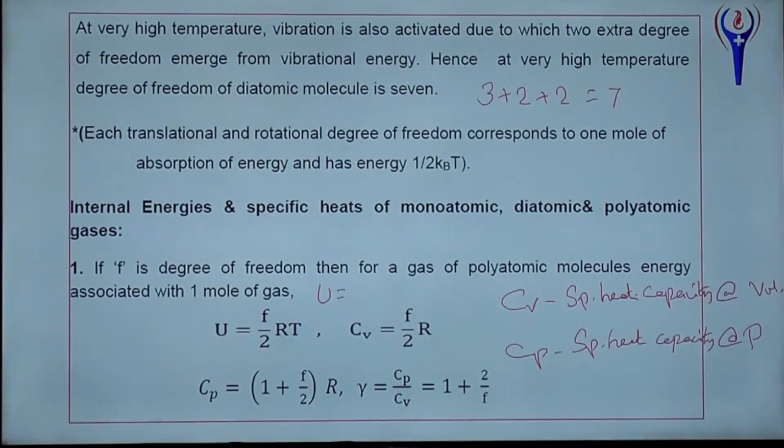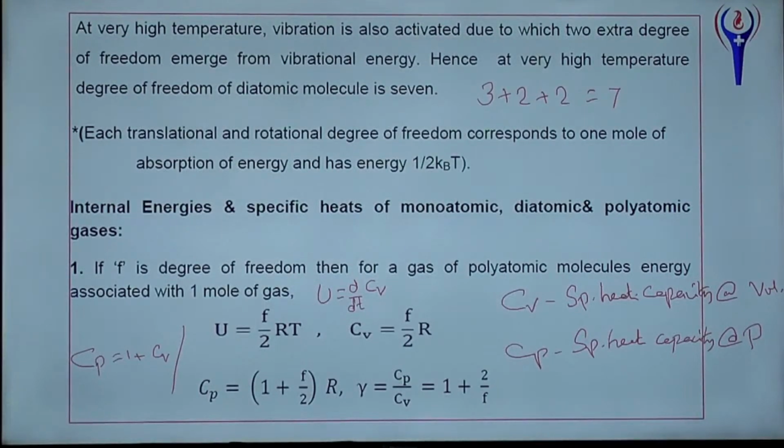Actually Cv equal to d by dT of U. Then T getting cancelled, F by 2 R. And Cp equal to R plus Cv, that is the relationship between these; next chapter we will discuss. So Cp equal to R plus Cv, that is a formula. On substituting, Cp equal to R plus F by 2 R, that is (1 plus 2 by F) times Cv.